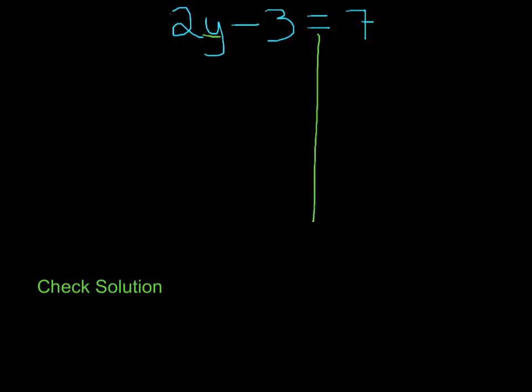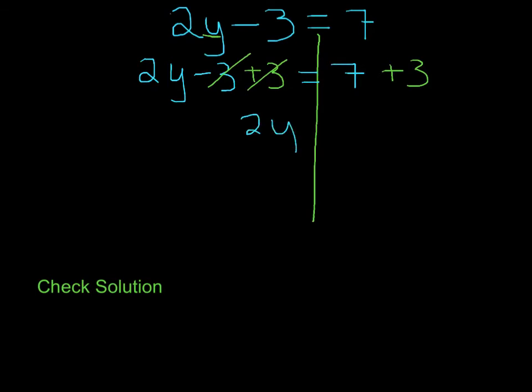So in this example we have the subtraction of 3. To undo that we need to add 3 to both sides. By doing that, the 3's cancel on the left side and it leaves you with just 2y equals 10, and that's 2 times y. So to undo the multiplication we can divide both sides by 2, which leaves you with y equals 5.